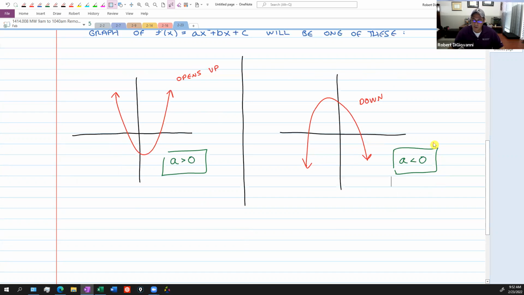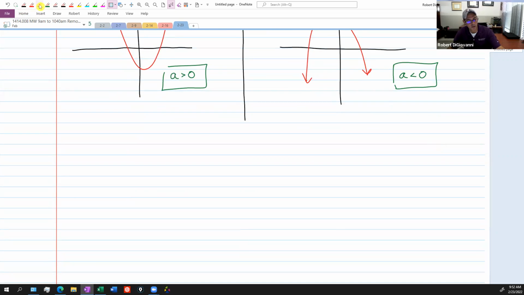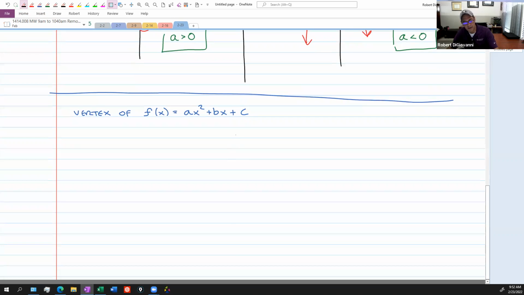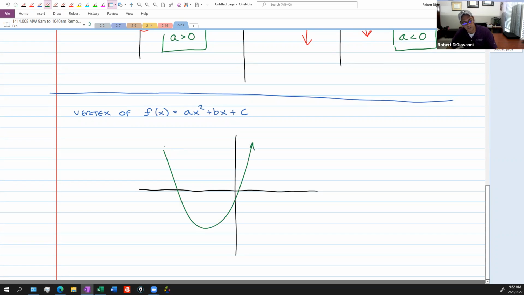The next thing that I want to talk about in terms of the graph of a quadratic function is this thing called the vertex. The vertex of a quadratic function. So let's say you graph a quadratic. It's either going to open up or down, right? Let's just say for this demonstration, it opens up. So we already know here A would be positive. This point at the bottom of this parabola is called the vertex.